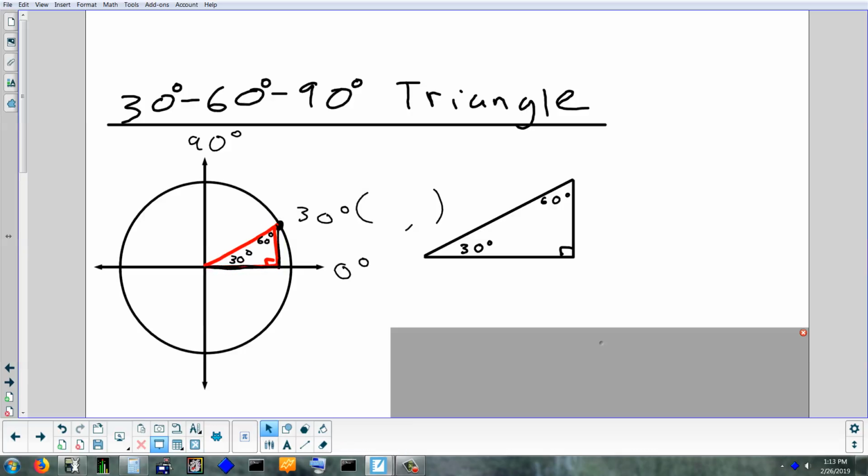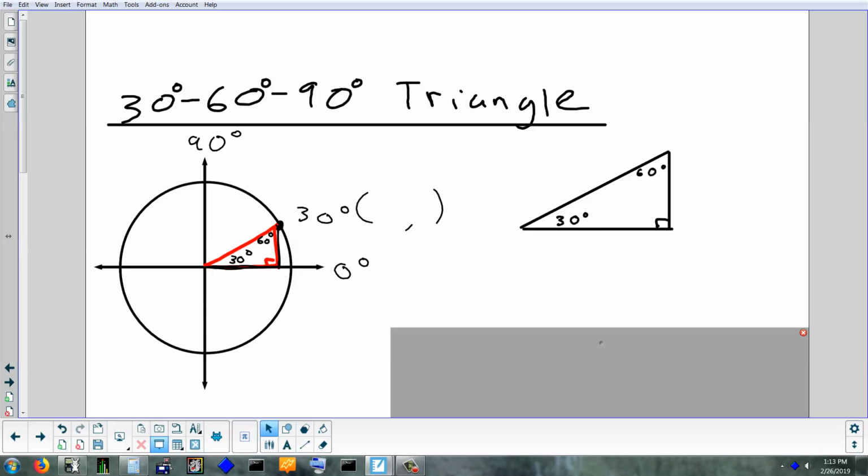Now, is there any side in that triangle that we already know? Right, the hypotenuse is 1 because it's the radius of the circle. Again, great that we know that, but it doesn't directly give us the coordinate. Is it always going to be 1? In a unit circle, yeah. Yep.